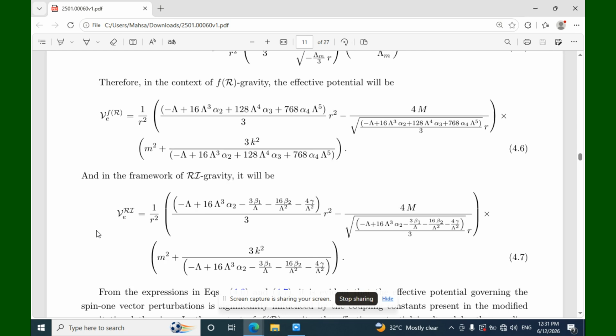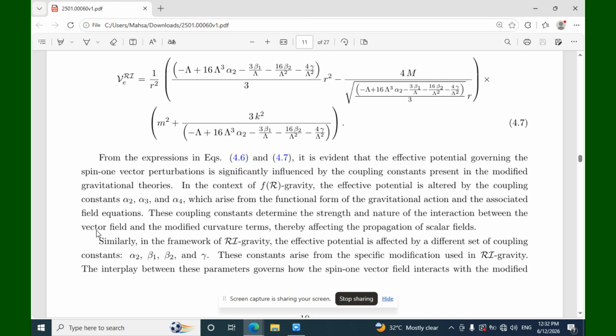And in the framework of Ricci inverse gravity, it will be nu e to the power of Ricci inverse is equal to 1 divided by r to the power of 2 multiplied by minus r plus 16 r to the power of 3 alpha 2 minus 3 beta 1 divided by r minus 16 beta 2 divided by r minus 4 gamma divided by r to the power of 2 divided by 3 r to the power of 2 minus 4m divided by square root minus r plus 16 r to the power of 3 alpha 2 minus 3 beta 1 divided by r minus 16 beta 2 divided by r to the power of 2 minus 4 gamma divided by r to the power of 2 divided by 3 multiplied by r multiplied by m to the power of 2 plus 3 cos to the power of 2 divided by minus r plus 16 r to the power of 3 alpha 2 minus 3 beta 1 divided by r minus 16 etc. divided by r to the power of 2 minus 4 gamma divided by r to the power of 2.